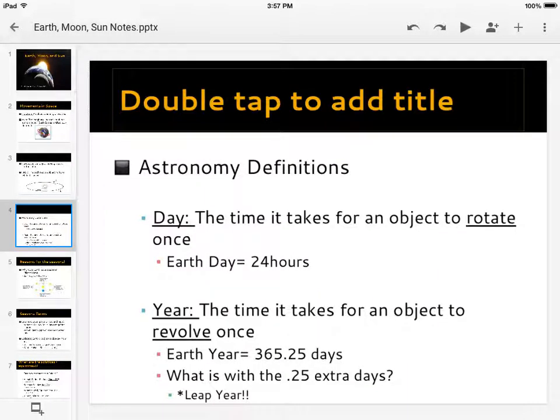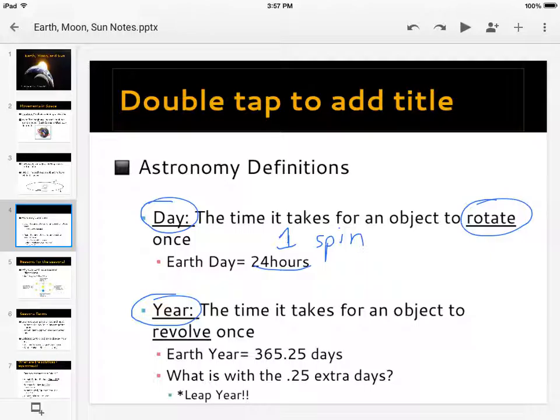The next thing we have to figure out is what we call a day and what we call a year. A day is the time it takes for the Earth to rotate once. That's one spin of the Earth, and that takes 24 hours. This is why the sun rises and sets in one day, because we are spinning. The sun isn't moving at all. It just looks like it rises and sets in the sky because we're spinning.